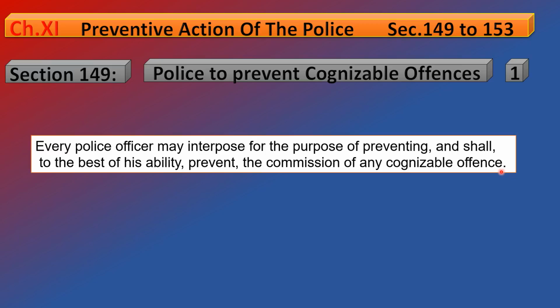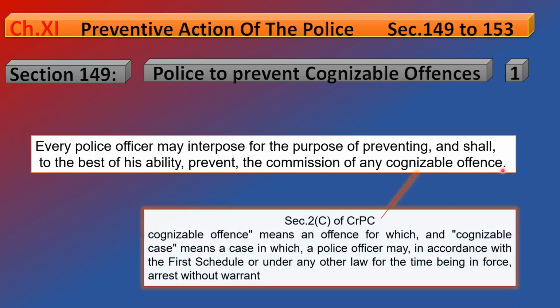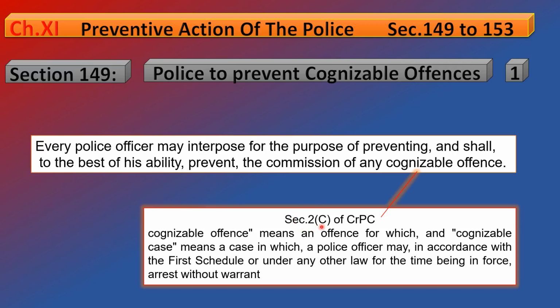Now don't tell me you don't know what is cognizable offenses. Anyway, we can revise it. Section 2 subsection C of Criminal Procedure Code says cognizable offences means an offence for which, and cognizable case means a case in which a police officer may, in accordance with the first schedule or under any other law for the time being in force, arrest without warrant.